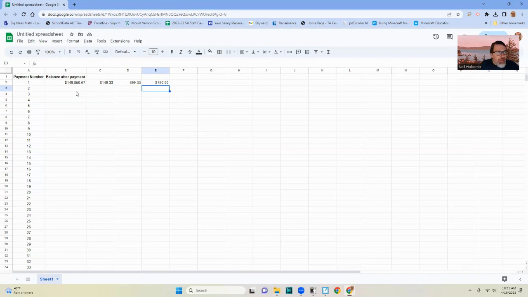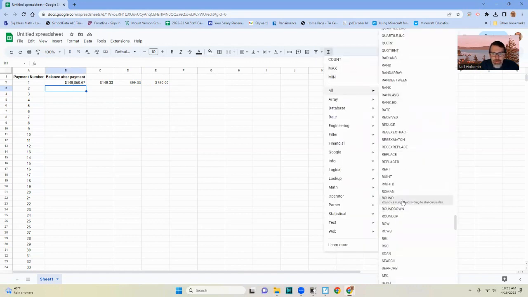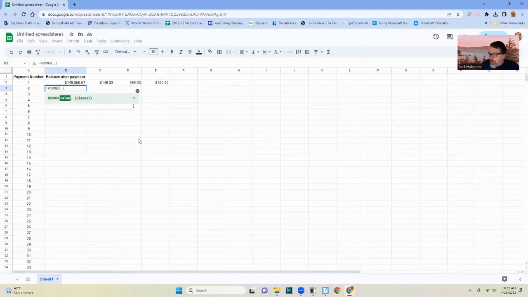So now we're going to go to the next cell, and we're now going to do the same command, which is round. And we have to type in 1.005 times. And then I don't want to do my $150,000. I don't have that balance anymore. I want this balance. So if you click on the cell above, it'll put B2 in there. And then you do minus our payment of $899.33, comma, and put a 2 and hit enter.